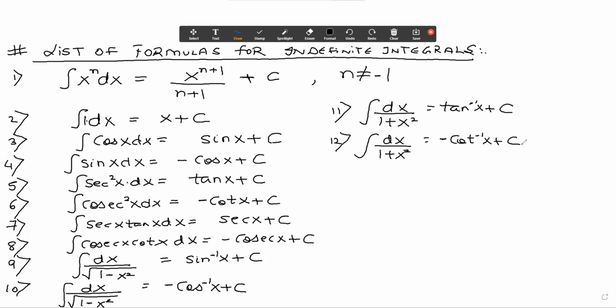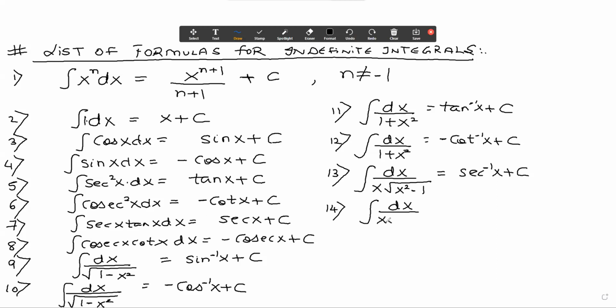And then the 13th formula, integral dx upon x times under root x square minus 1 is equal to sec inverse x plus c. 14th formula, integral dx upon x times under root x square minus 1, I can also write as minus cosec inverse x plus c.